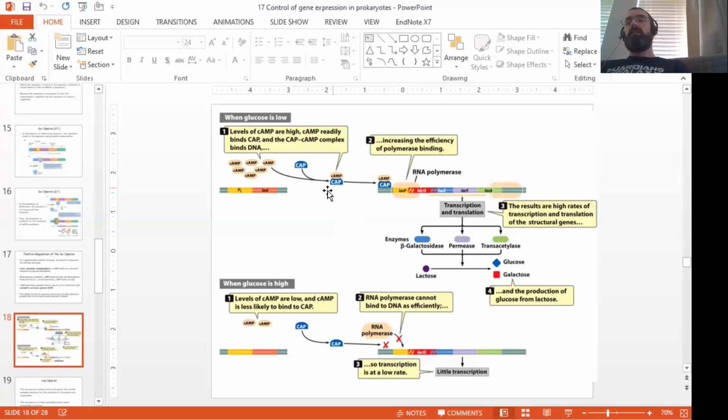And when glucose is absent or at low concentration, we're going to have this CAP-cAMP complex helping RNA polymerase to bind to the promoter. Right, so the more efficiently RNA polymerase binds to the promoter, the more transcription you're going to have.